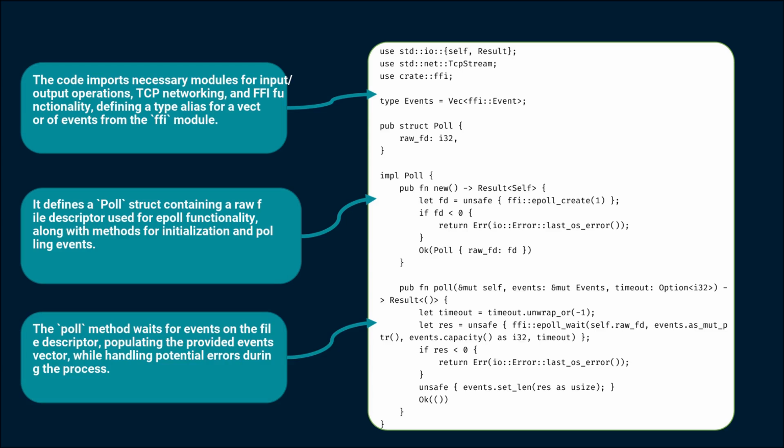Now let's take a look at the poll method. This method utilizes epoll_wait, which blocks until events are ready to be processed, populating the provided vector with the events that occurred. It also gracefully handles errors, adjusting the length of the events vector based on the actual number of events reported. Next, we'll need to implement a mechanism for registering interest in specific events, which we will manage through a separate Registry struct. The register method in this struct will allow us to add TcpStream instances to our epoll instance, informed by the types of events we want to monitor. This modular setup keeps our event management organized and efficient, allowing us to track and respond to multiple streams effectively.